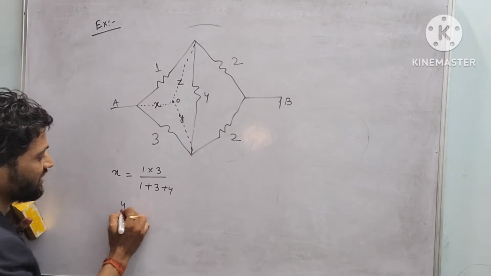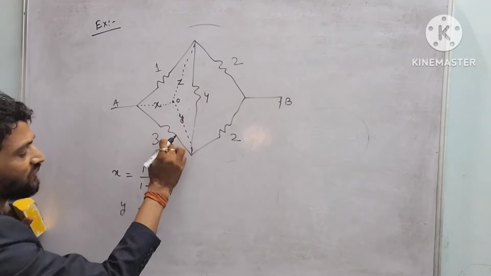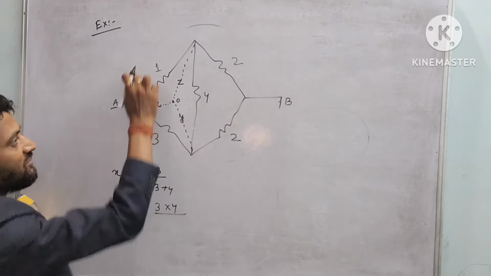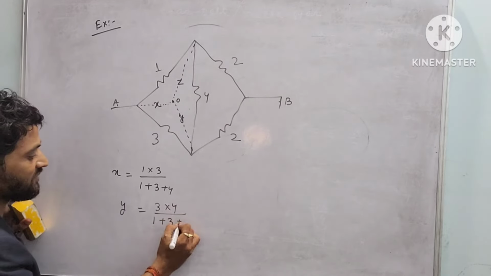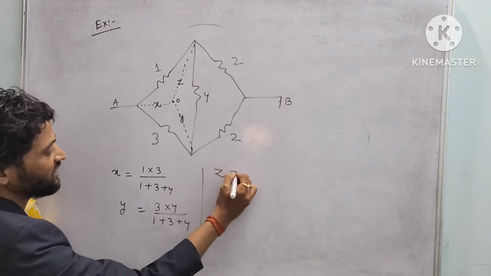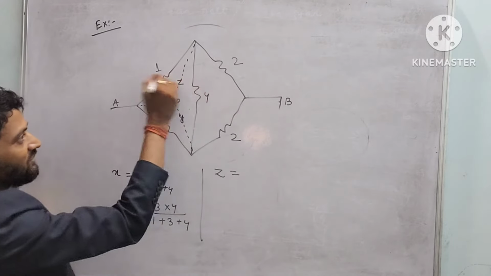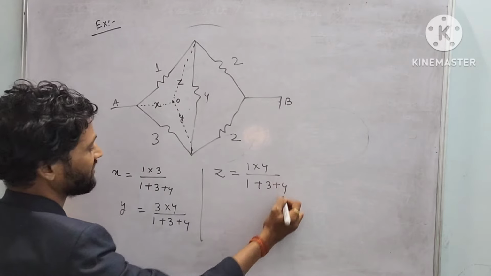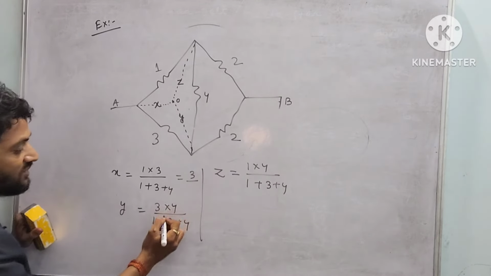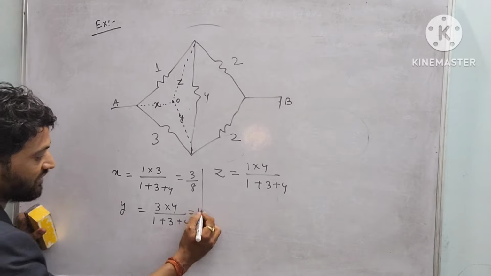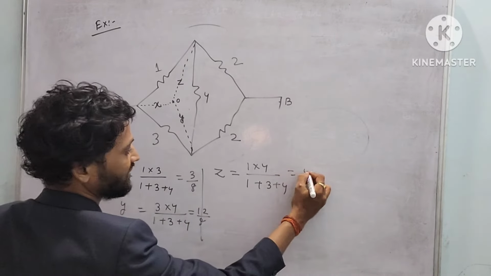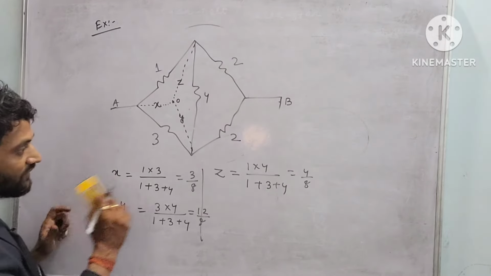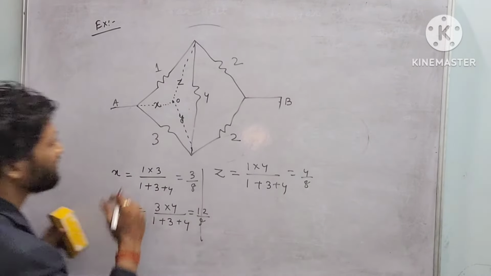Similarly, what is the value of y here? 3 into 4. Multiply adjacent sides, 3 into 4 by the sum of the 3 sides, 1 plus 3 plus 4. And what about z? Z is this one. Multiply 1 into 4 by 1 plus 3 plus 4. So what answers came? 3/8, this is 12/8, this is 4/8. Okay, look properly, this answer has come.